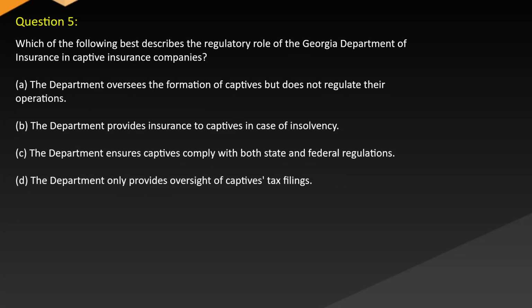Question 5. Which of the following best describes the regulatory role of the Georgia Department of Insurance in captive insurance companies? A. The department oversees the formation of captives but does not regulate their operations. B. The department provides insurance to captives in case of insolvency. C. The department ensures captives comply with both state and federal regulations. D. The department only provides oversight of captives' tax filings.